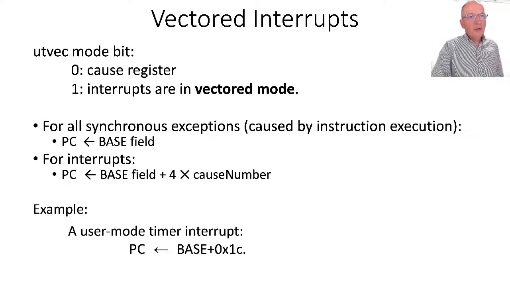So for example, a user mode timer interrupt will be at the address PC given by the base plus 0x1c. So if I go to that address, I don't need to ask what was the cause of the exception. I know that what happened is that there was a timer interrupt that led me there.